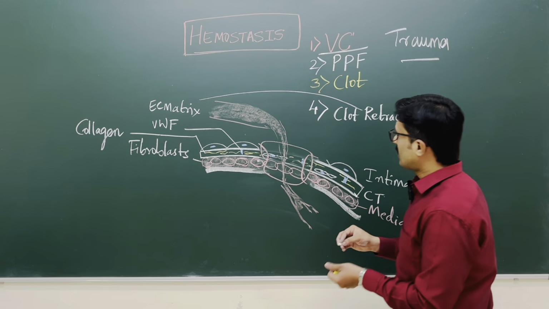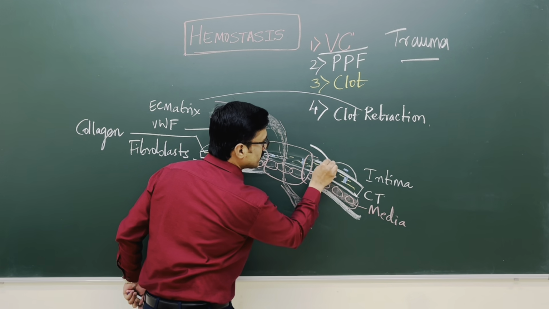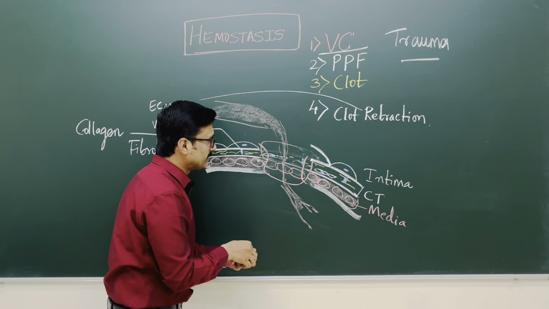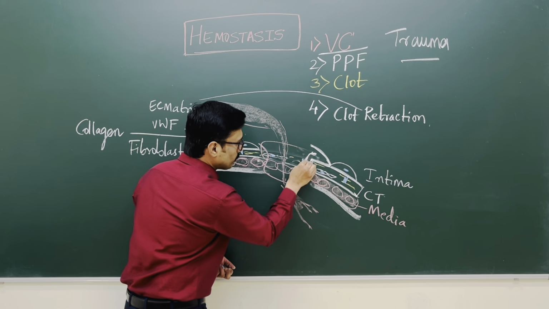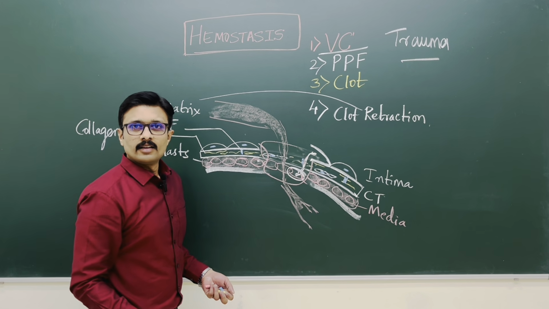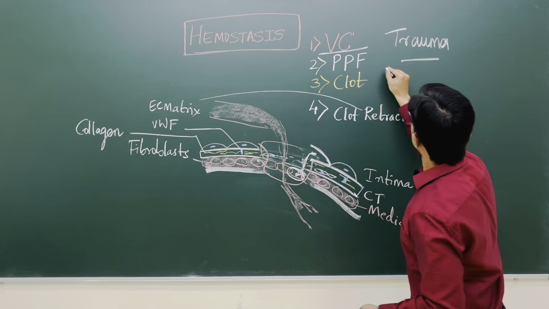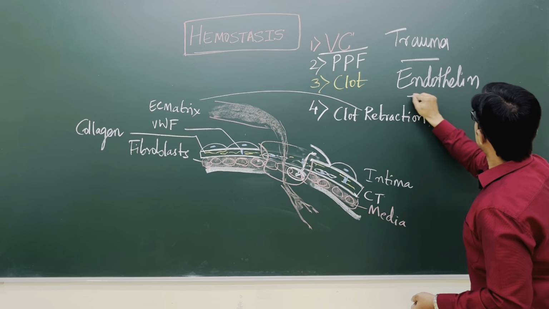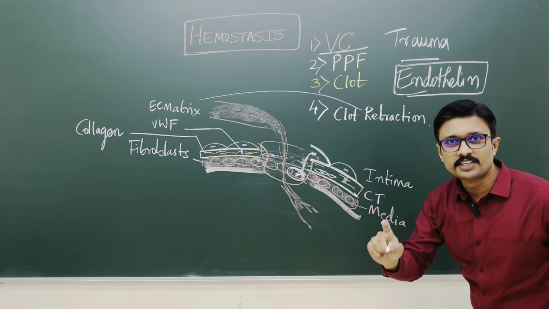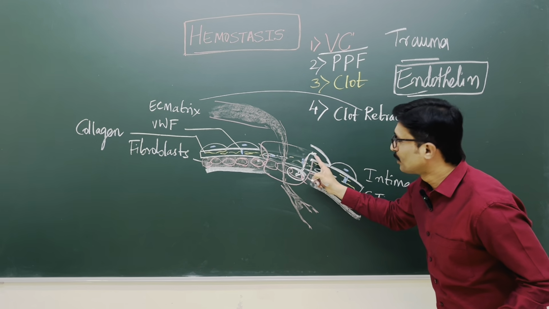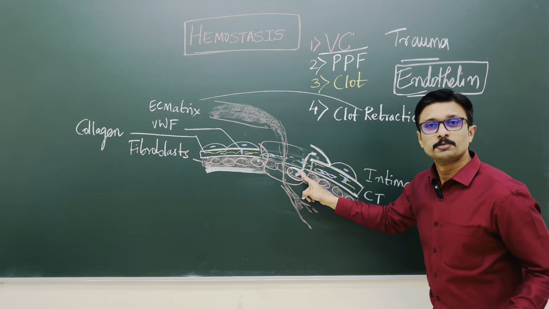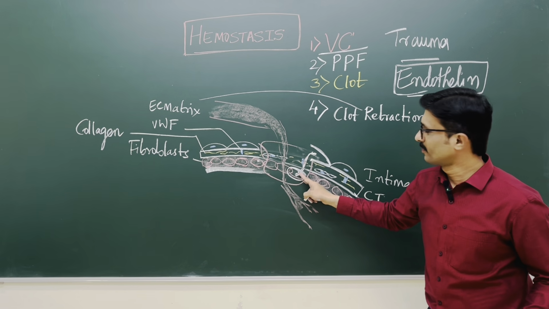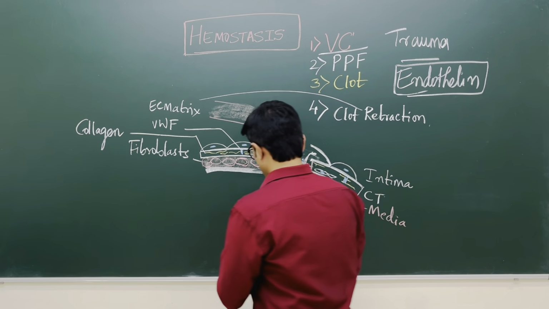These mediators are released from the damaged endothelial cell. See, this endothelial cell is damaged now. This damaged endothelial cell can release some mediator, and this mediator can act on these smooth muscles. This can be endothelin. Endothelin is a vasoconstrictor that is released from the damaged endothelial cells and acts on the smooth muscles to cause vasoconstriction.